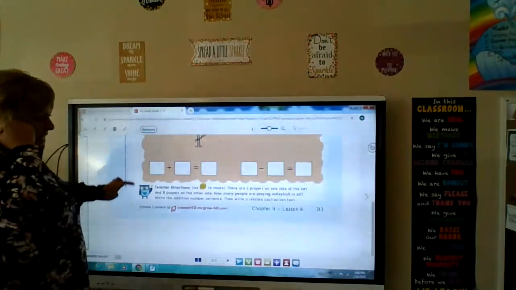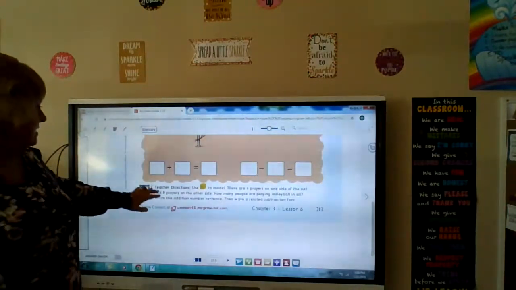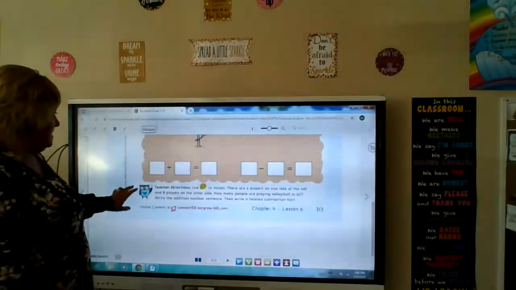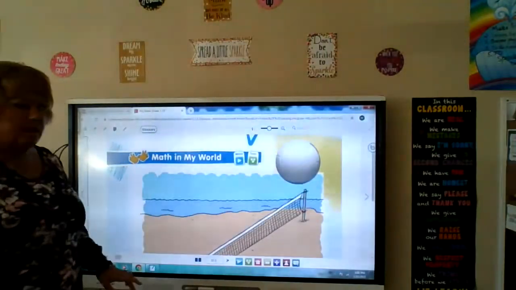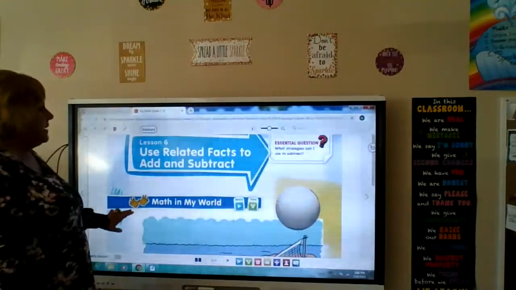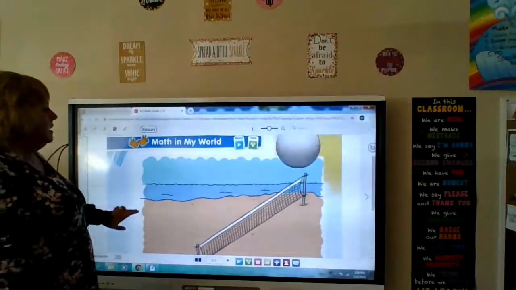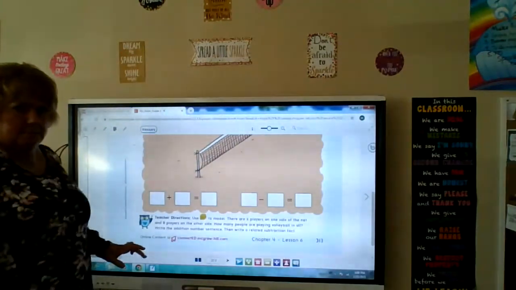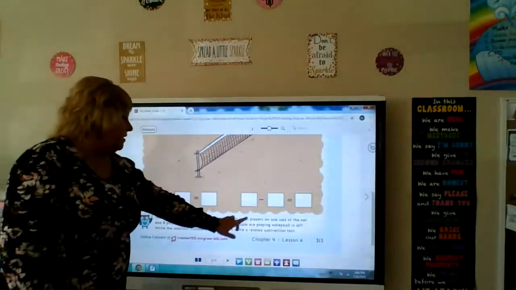Okay, today you are going to need page 313. You're going to tear out 313 and then 315. Okay, we're going to start with this. 313. It's on the bottom here.